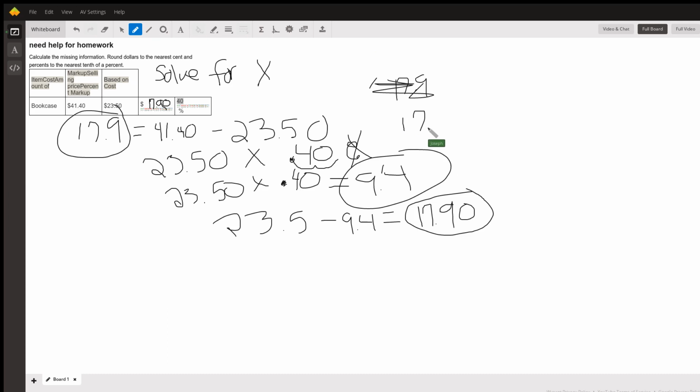If the answer was 17.09, we would round that to 17.1, right? Because that's the nearest cent, and percents to the nearest tenth of a percent. Excuse me. But then again, the question says and percents to the nearest tenth of a percent. I don't think this part from and to the end of the question is even necessary to solve this problem, because we're not rounding any percents in this problem.